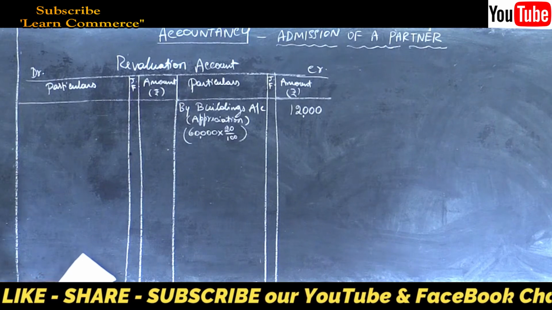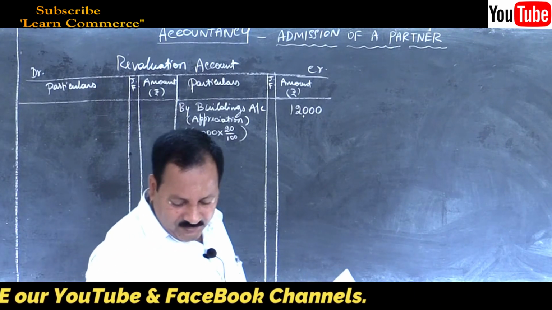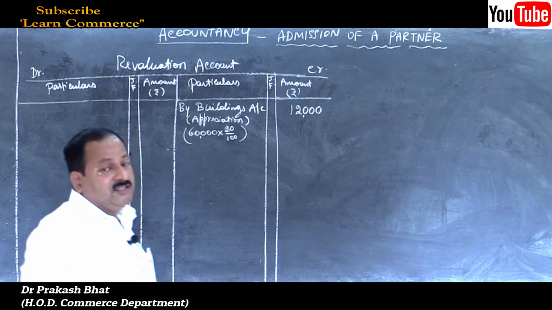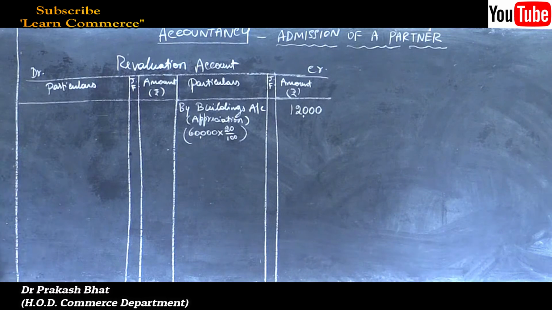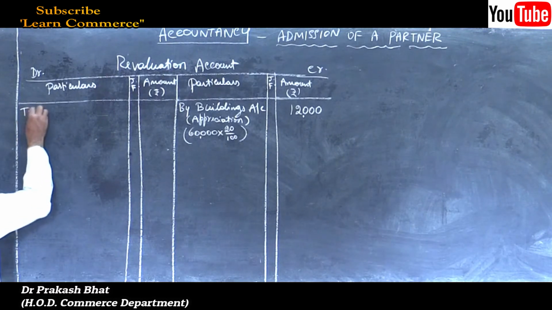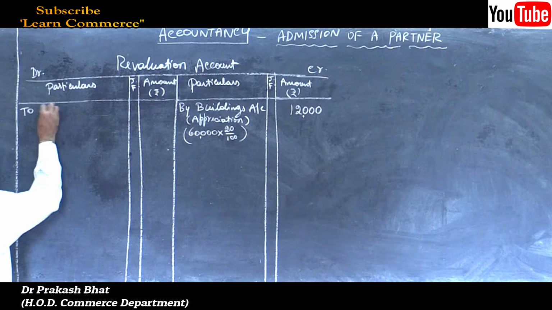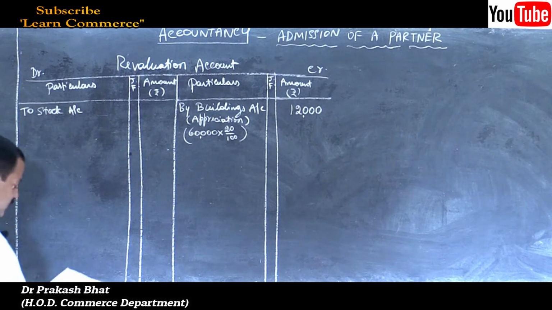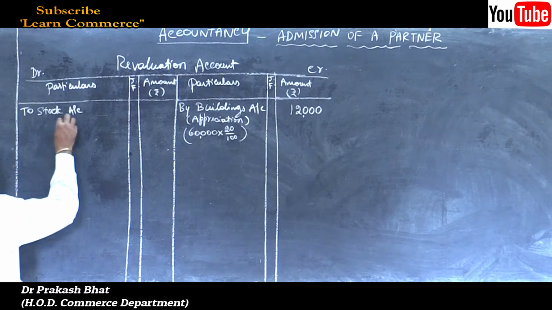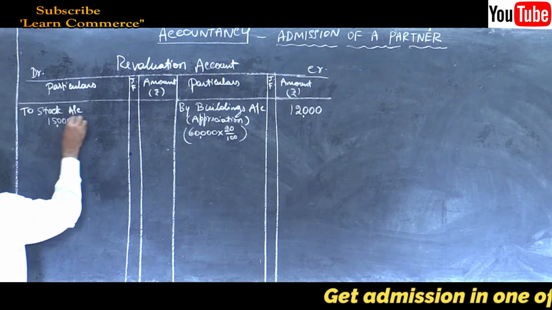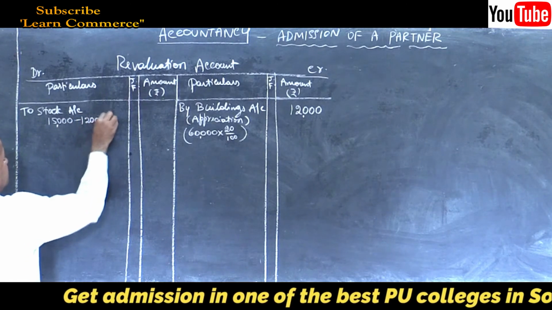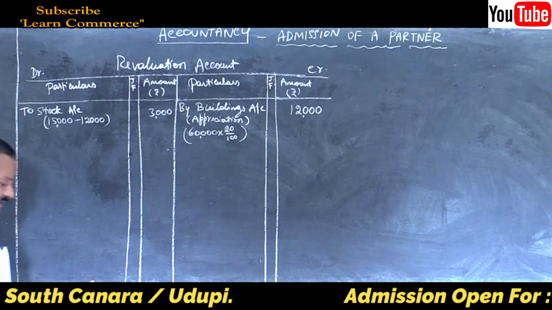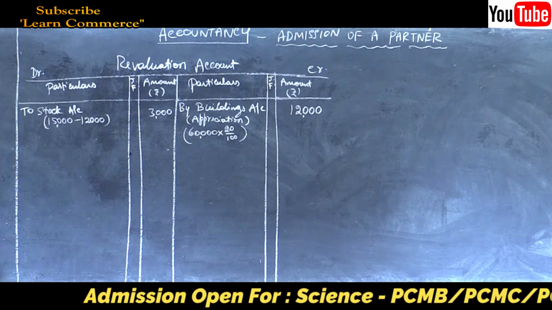Now, next point is point C. There is one more under B. Stock is revalued at 12,000. There is a decrease in the value of stock, so it is a loss to the business. Decrease in the value of asset, to stock account. Write the difference, 15,000. Now the value is 12,000, so it will be 3,000. 3,000 is the loss, that is the decrease in the value of asset.